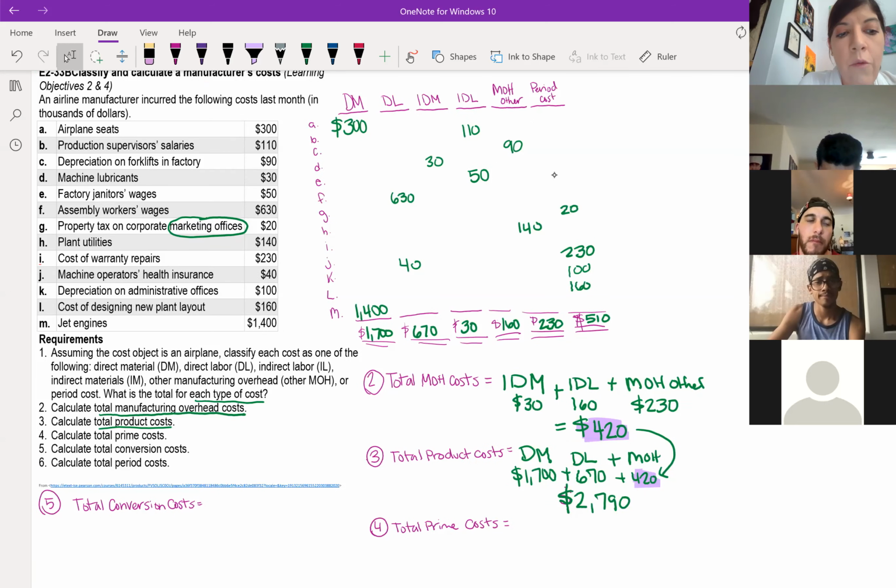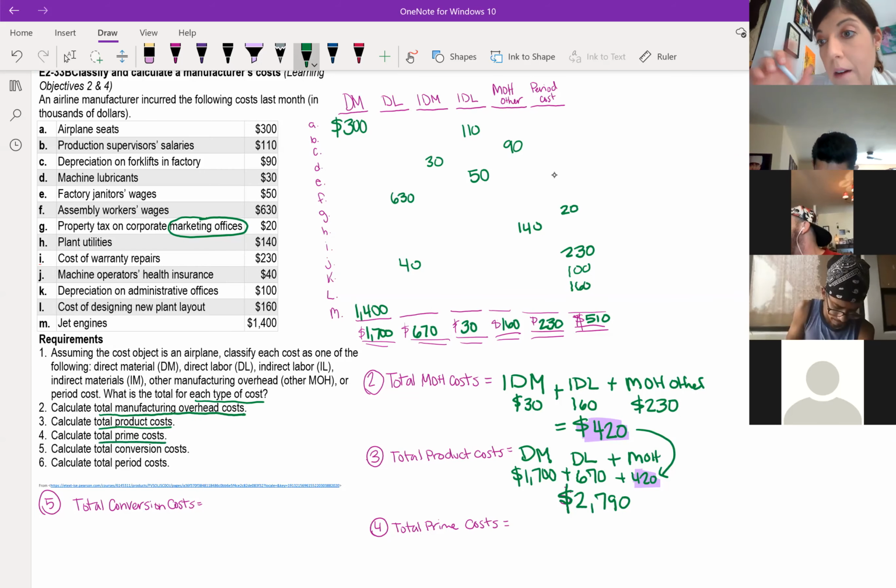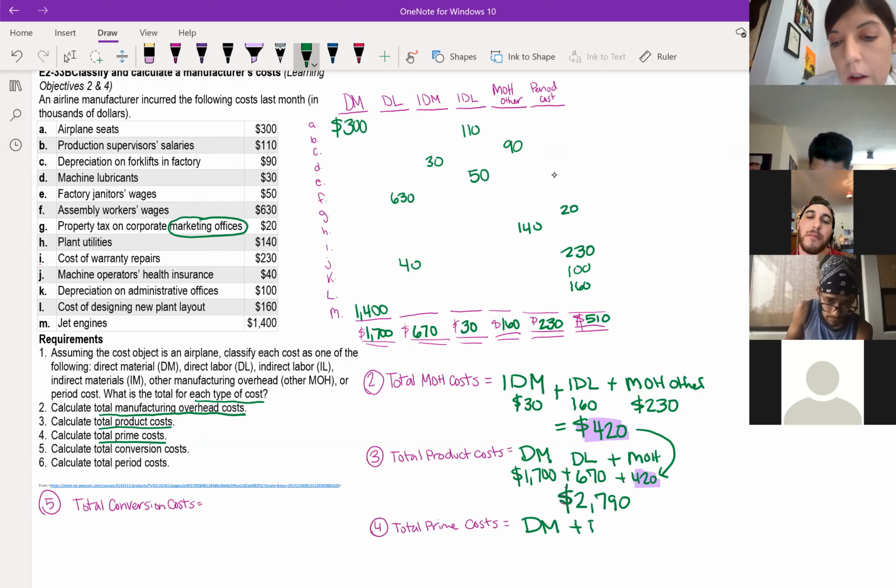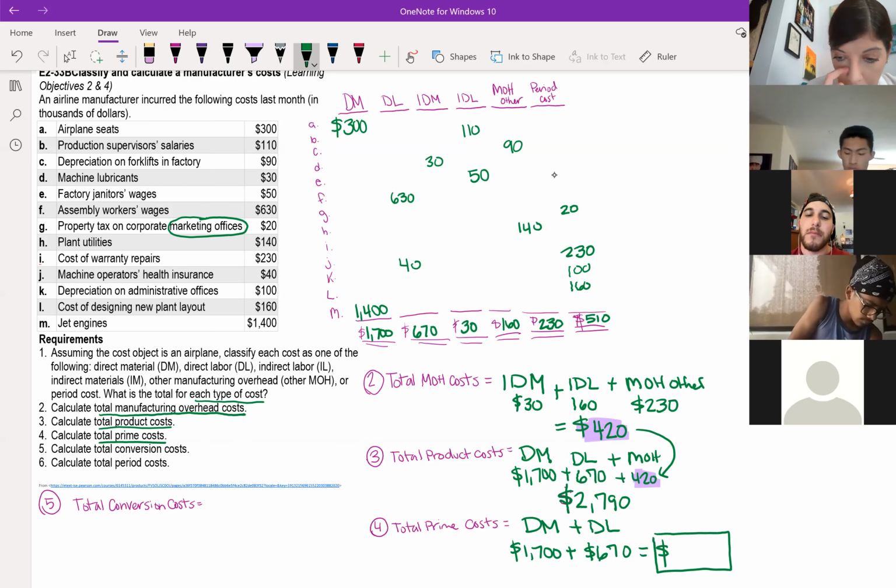For part 4, you're going to calculate total prime costs, which are the two main direct components of our product costs. So we're going to take direct materials plus direct labor, 1,700 plus 670 for a total of how much in prime costs? 2,370.